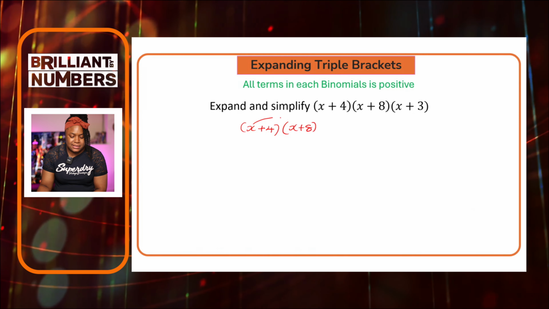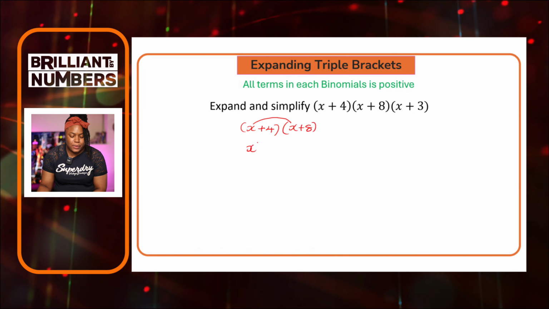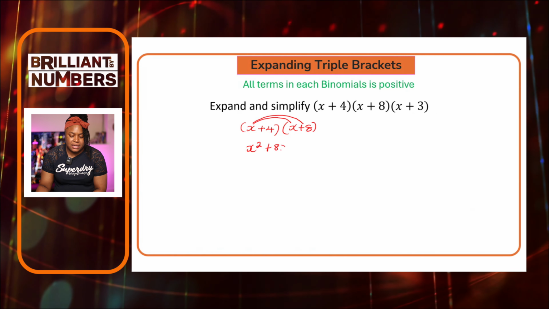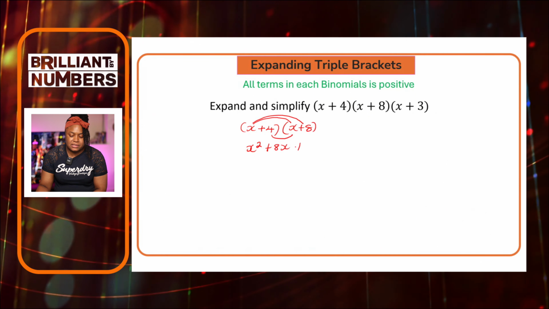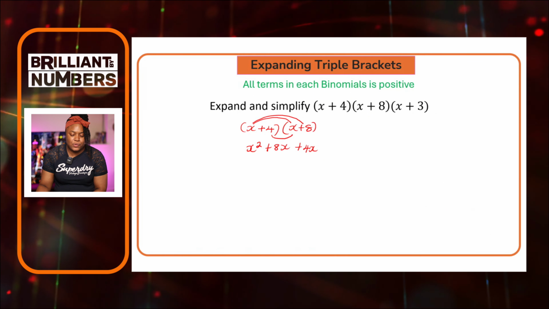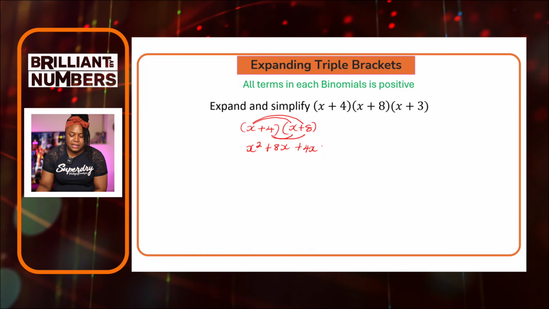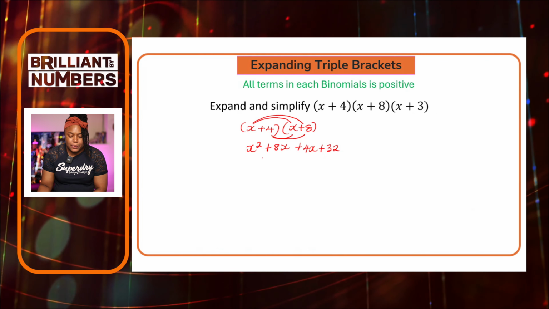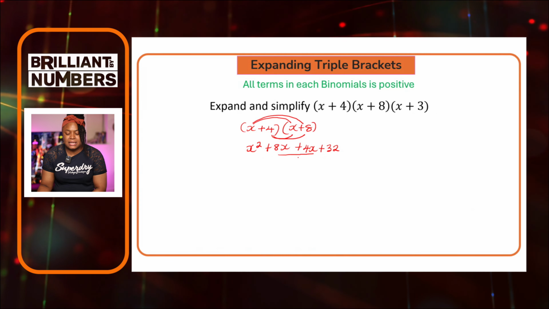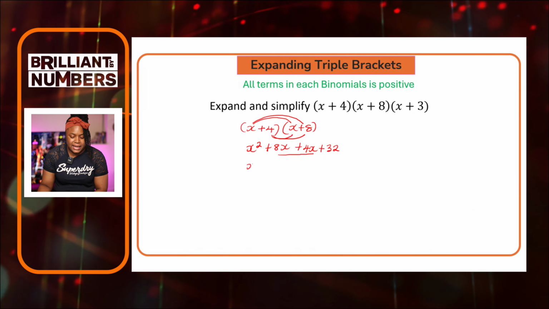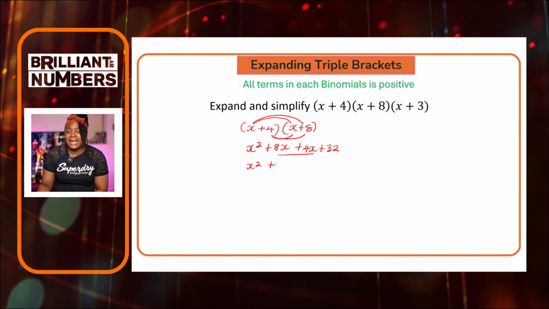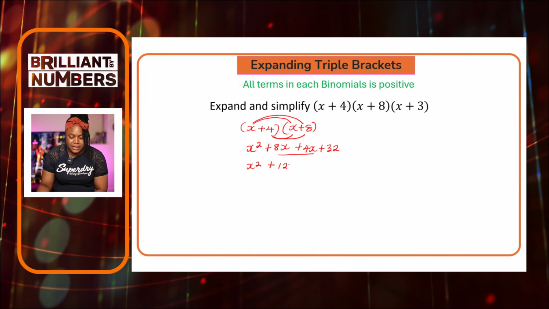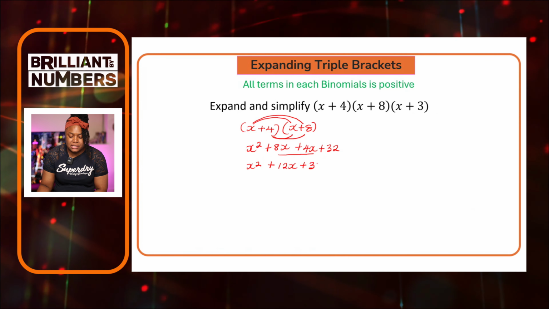So let's go. x times x here gives us x squared. x times 8 gives us 8x. 4 times x gives us 4x. And 4 times 8 is 32. Beautiful. So now we need to simplify by collecting the like terms. For the x term here, we get x squared plus, 8 add 4 is 12, so 8x add 4x is 12x, and our constant is 32.